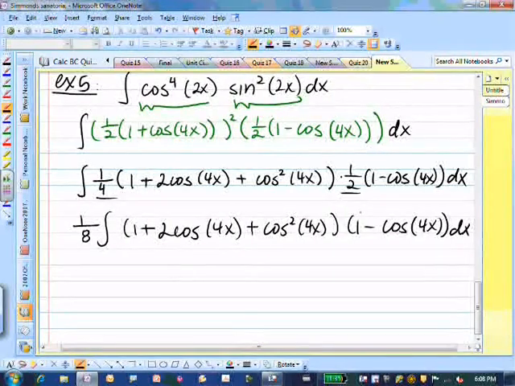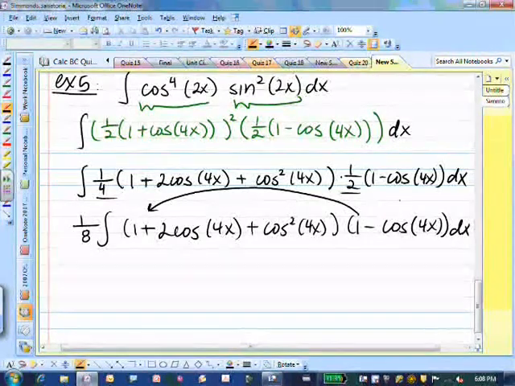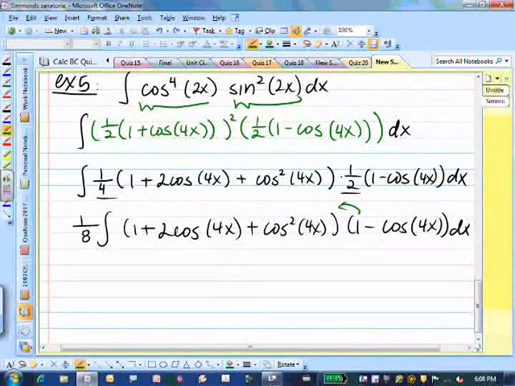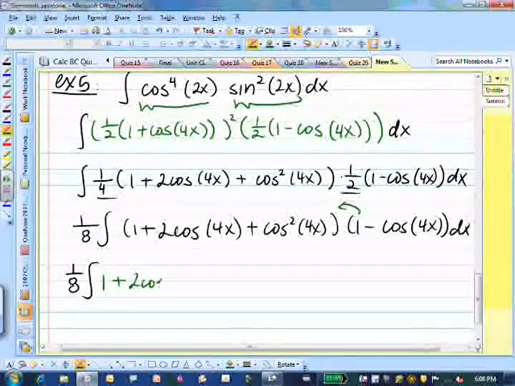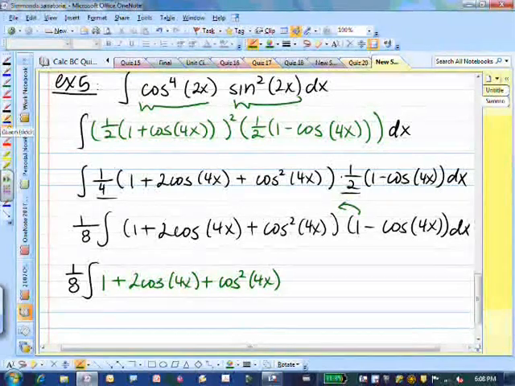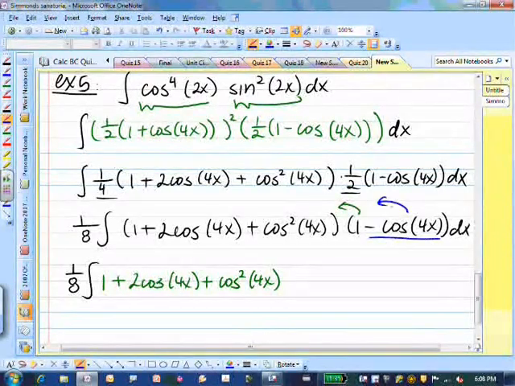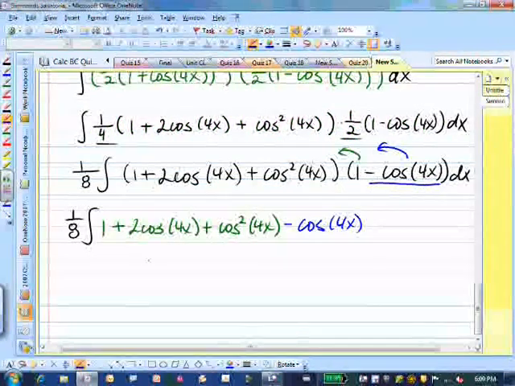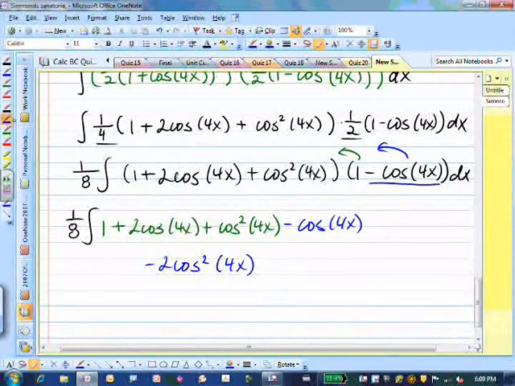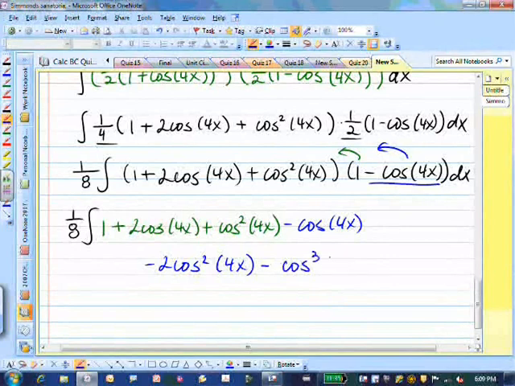Believe it or not, you're going to have to FOIL things out, and it's going to get a little bit messy. I'm going to first share the 1. So this is not the most exciting thing, but I'm going to distribute the 1 on through. So I'm going to have a 1/8 integral, and I'm going to distribute the 1. So I'm going to get a 1 plus 2 cosine 4x plus cosine squared 4x. And next I'm going to distribute the minus cosine 4x, and I'm going to share that with everything. So I'm going to get a minus cosine of 4x. Going to go into the second line, and then if I multiply these two, I get a minus 2 cosine squared of 4x, plus, or minus, if I distribute it to the last term, cosine cubed of 4x. Okay, and this whole entire thing, dx.